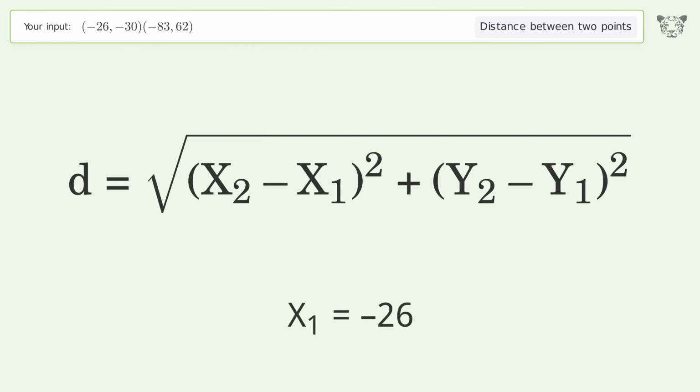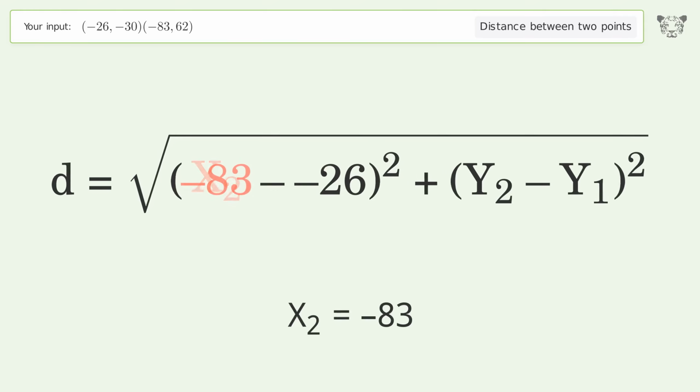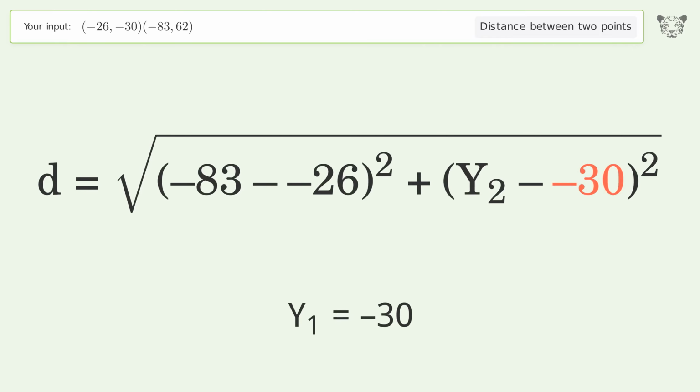x1 equals -26. x2 equals -83. y1 equals -30. y2 equals 62.